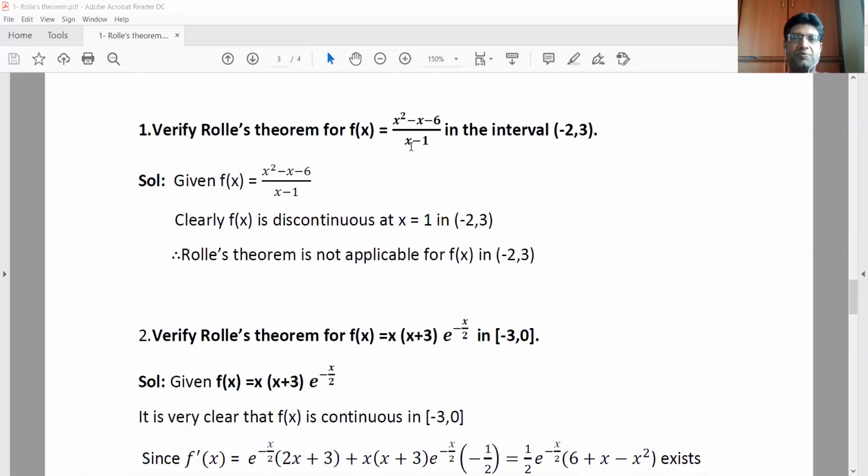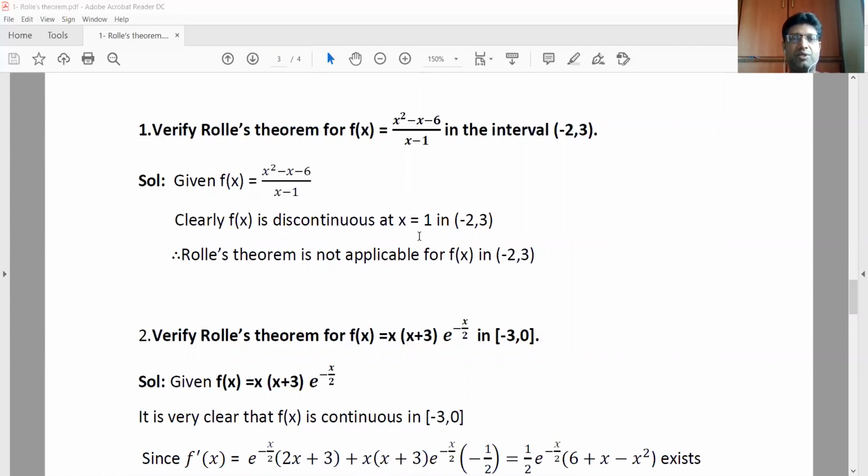Clearly, if you look at this function, it is discontinuous at x equals 1, because if you put x equals 1, this is not defined. Therefore, the first point itself, f of x is discontinuous at x equals 1. Therefore, Rolle's theorem is not applicable for this.